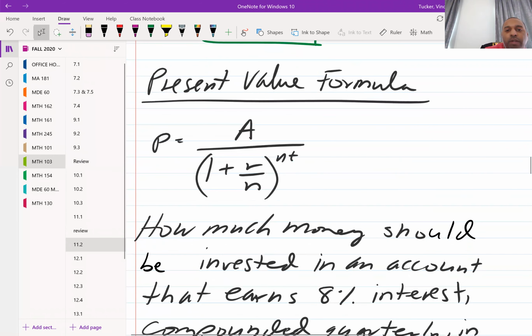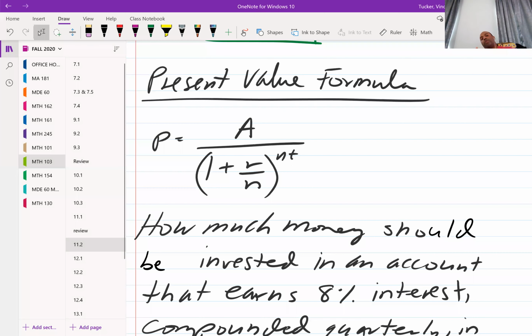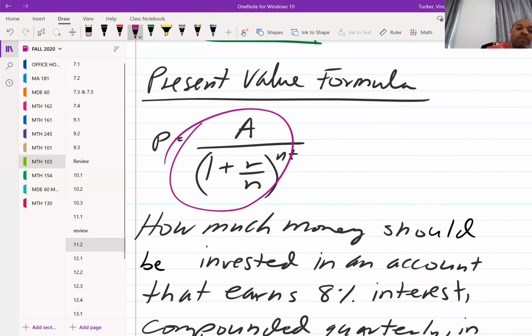Next one is the present value formula. So this is one that you would use if they give you the future value and say, hey, I want to earn this amount of money. How much will I need to deposit? This is the same formula we've been using in this section. It's just solved for P this time instead of A. So this is what you would use if you have a desired amount that you're trying to get to, and you're asking yourself, how much would I deposit today, in the present, in order to get this future value?